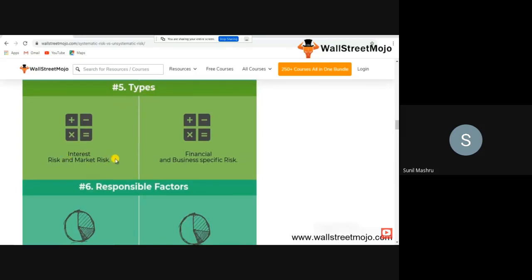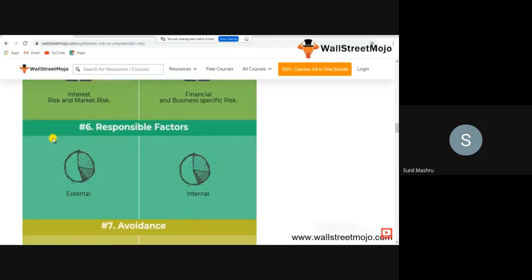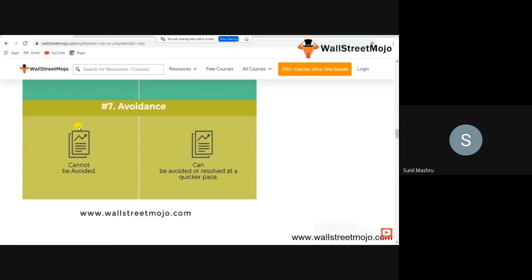What are the types? Interest risk and market risk for systematic, and the financial and business specific risk, which is controllable, for unsystematic. What are the responsible factors? Internal factors can be controlled, external factors are difficult to control. Systematic risk cannot be avoided, so this is something that you have to bear. Unsystematic risk can be avoided, so it can be resolved at a quicker pace.